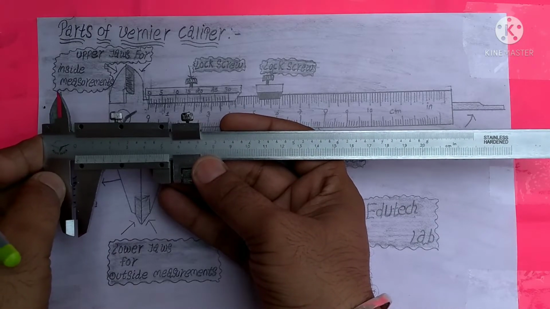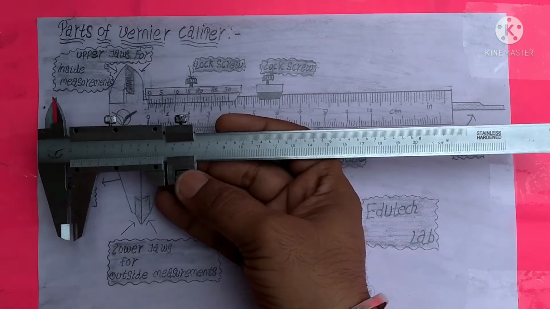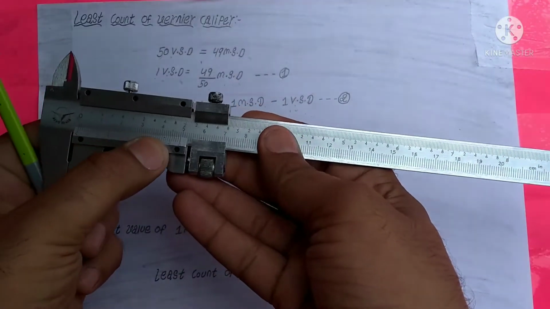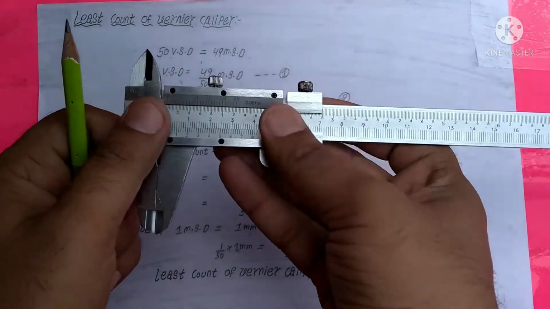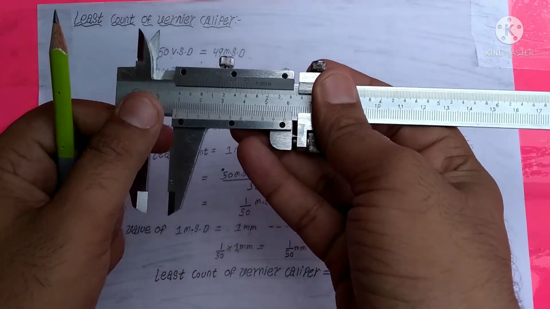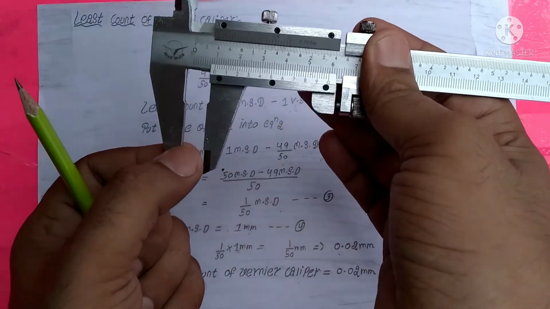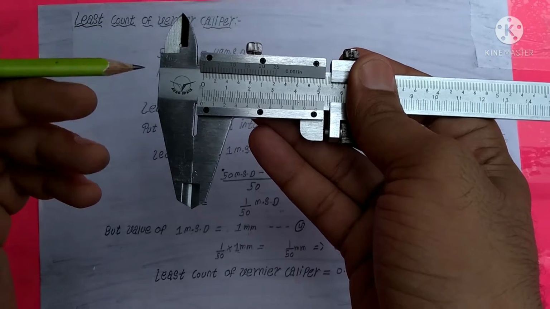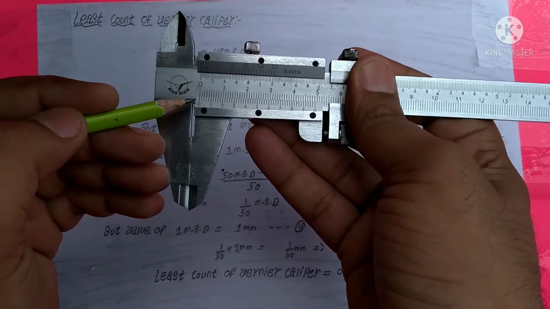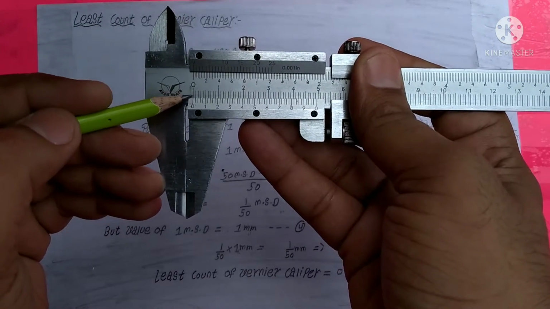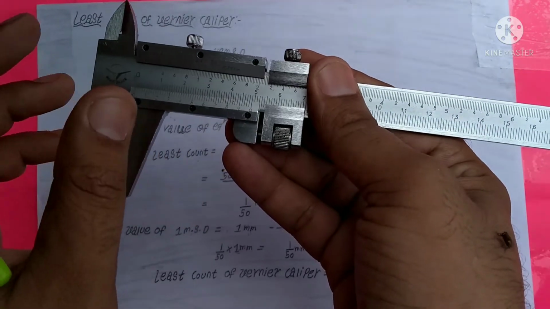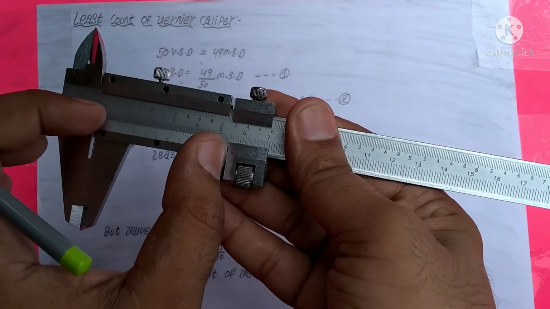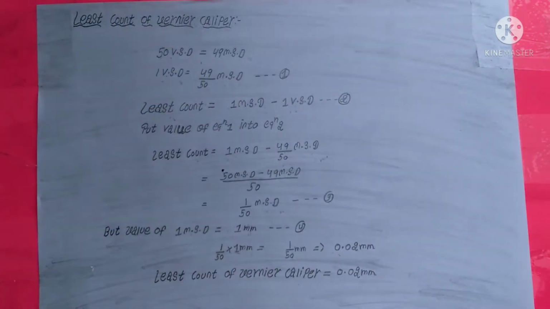Next, let's talk about the least count of the vernier calipers. The minimum value of a single division of the vernier calipers is called the least count. How to calculate it? In the starting position, your fixed jaw and movable jaw both touch each other. At that time, the zero division of the main scale and the zero division of the vernier scale coincide or are very close to each other. Then you observe that the 50 divisions on the vernier scale are equal to the 49 divisions on the main scale.